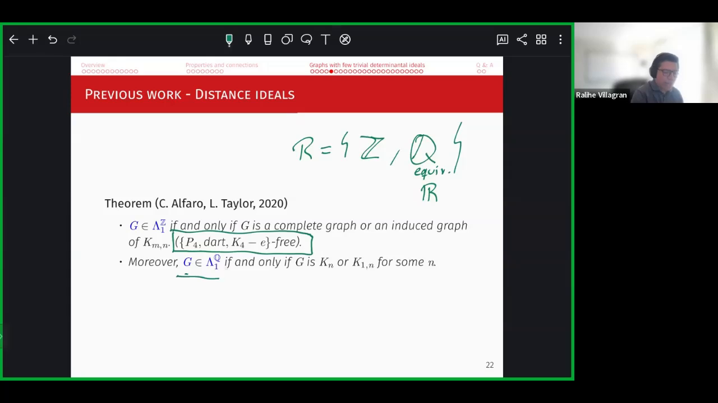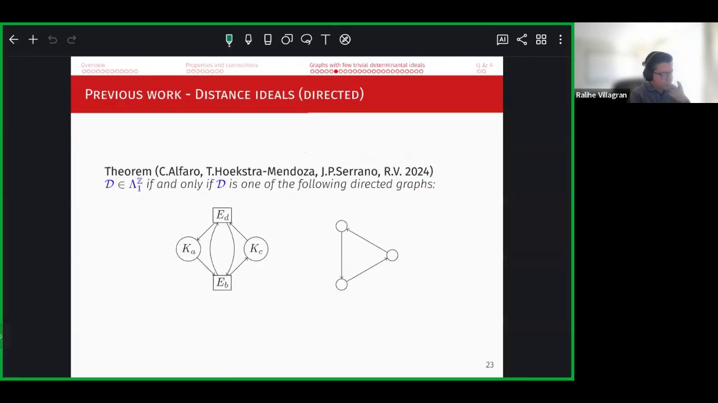So a graph has at most one trivial distance ideal over the rationals or the reals if and only if it's a complete graph or this particular type of bipartite graph. So that's a star, right? We have also worked a little bit with directed graphs. That imposes non-symmetric matrices, which makes things a little bit more difficult, but some characterizations have been possible.